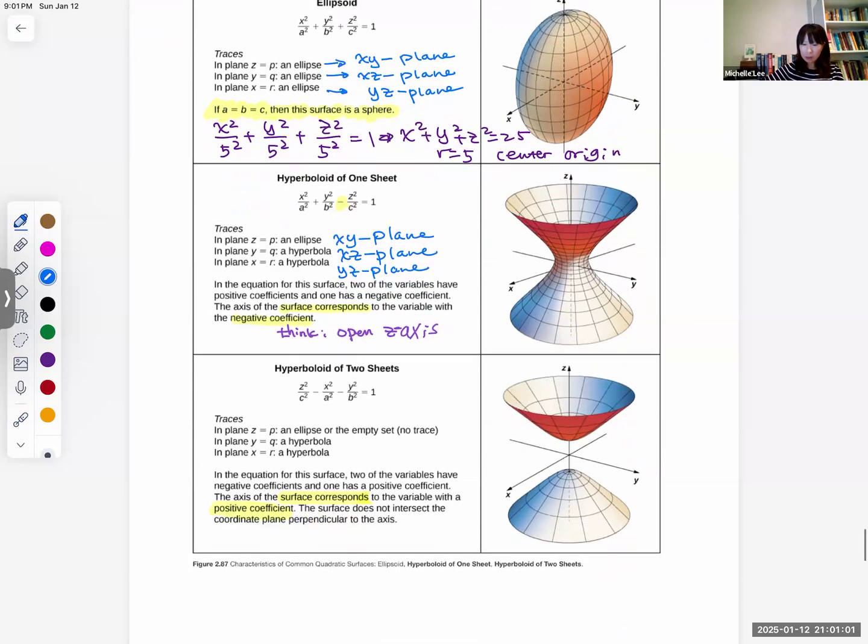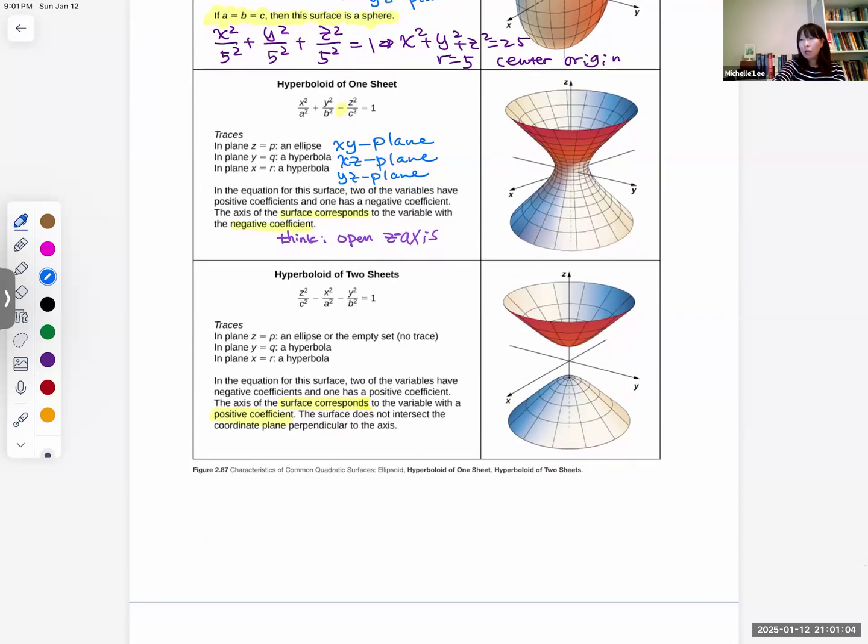Okay. The last one, this is a hyperboloid of two sheets. So they separate, right? Okay, so we have a surface that corresponds to the variable with a positive coefficient. So the equation looks like this. Where is the positive? The z has the positive in this case, right? So open z-axis. So it looks like that. Open z-axis, yeah?